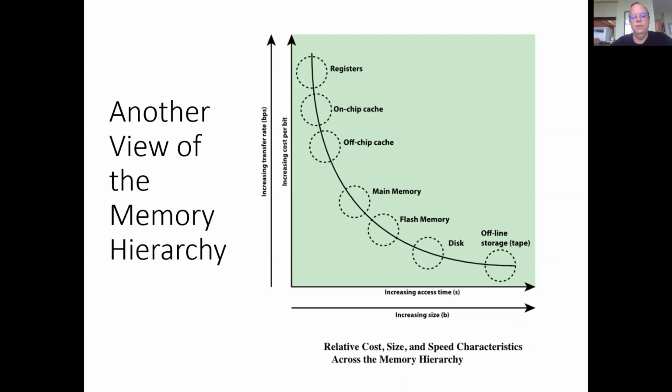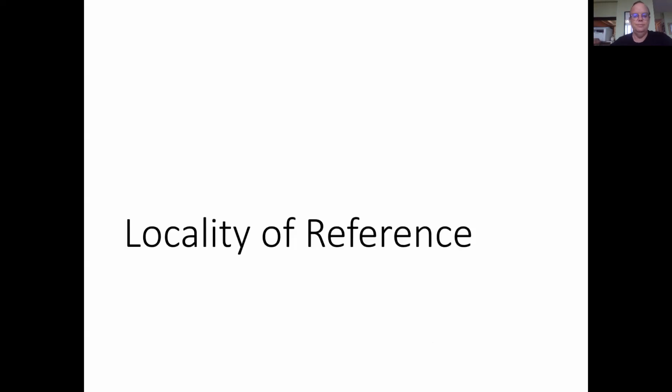Another view of it is you can look at this as a graph. And over on the y-axis, you have increasing cost per bit along with increasing transfer rate. So the rate is much higher as you go up the y-axis. As you go over on the x-axis, you have increasing access time, but also increasing size. So, size and cost per bit. So as the size increases, the cost per bit should increase.